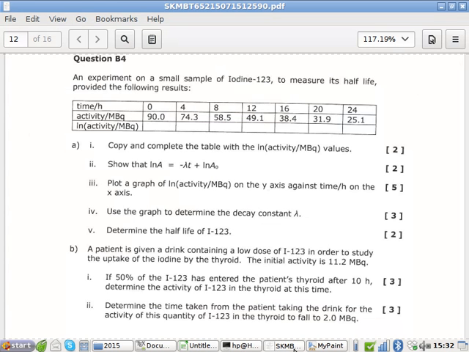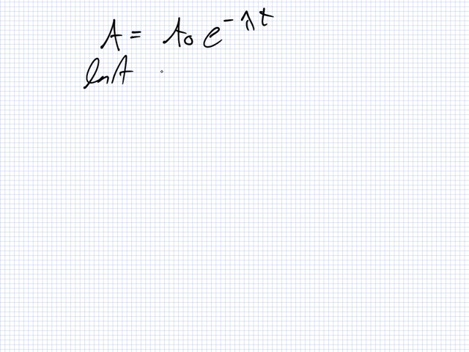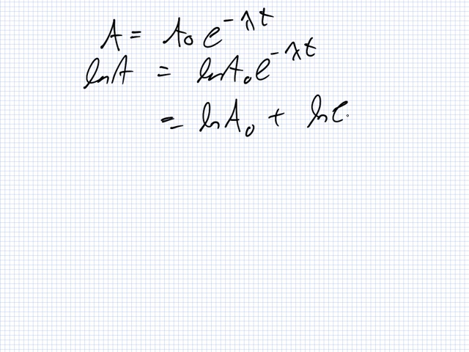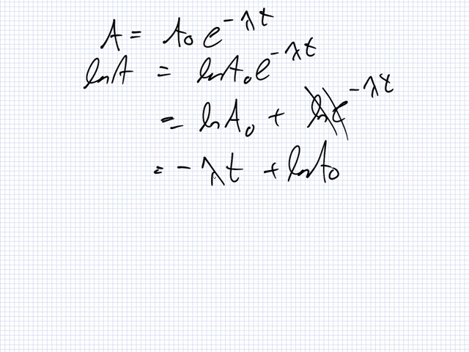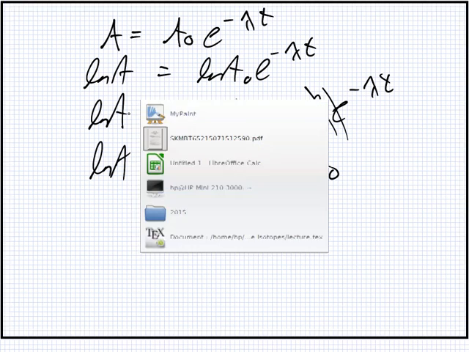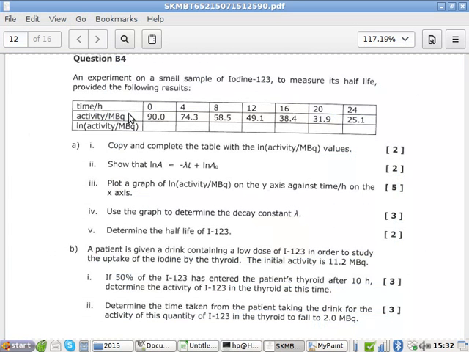Show that. Okay, so that's a proof that we've done in class. It's only 2 marks and it's very short. You have A equals A0 e to the minus lambda t. Log A equals log of A0 e to the minus lambda t, but the first rule of logs is plus, and then e and log cancel. So I get minus lambda t plus log A0. So that's that one for 2 marks only. Yeah, okay. But the next one's 5 marks.